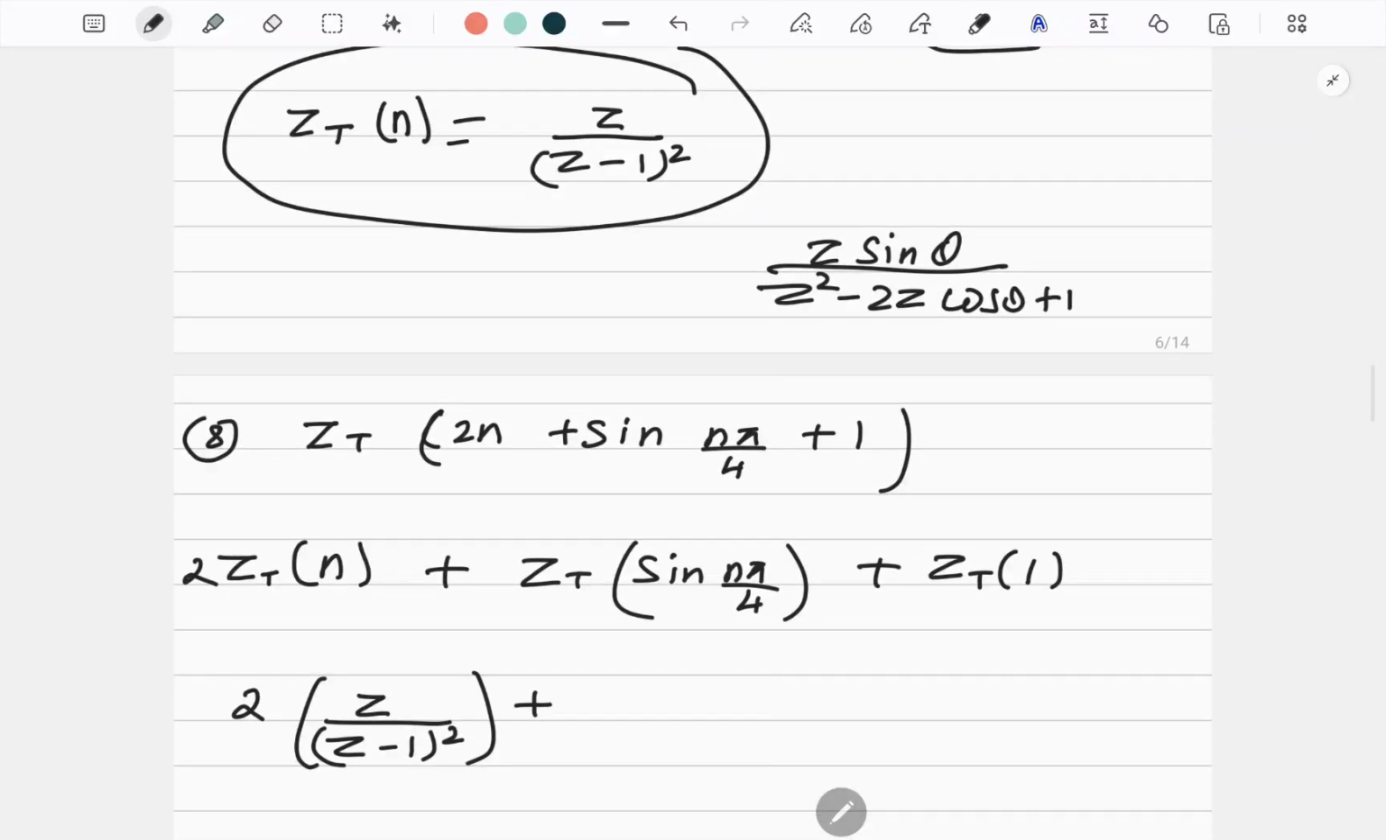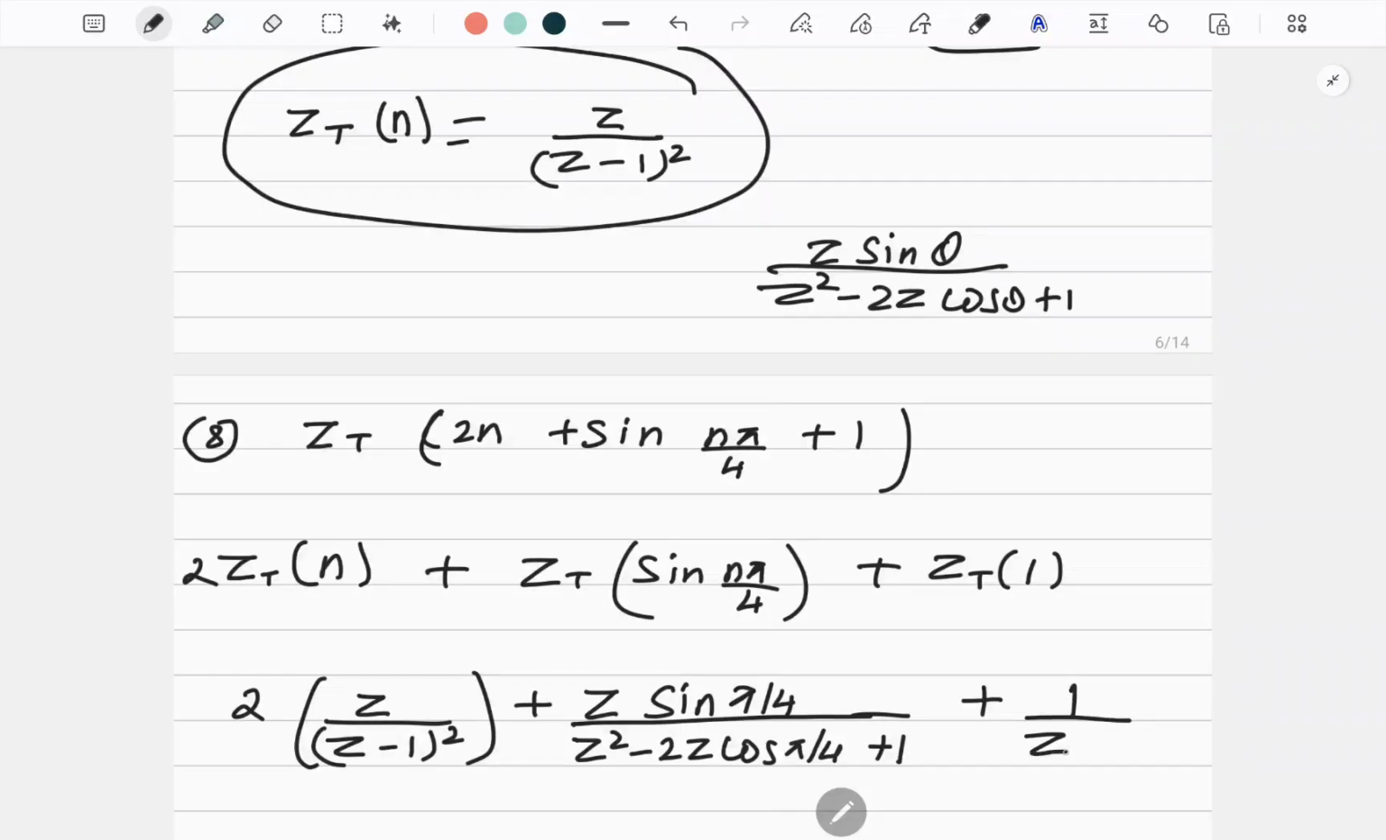So let us apply here. z sin pi by 4 upon z square minus 2z cos pi by 4 plus 1, because the theta value here is pi by 4. Plus, what is the z transform of 1? It is z upon z minus 1. That we have already done, that was the first question.